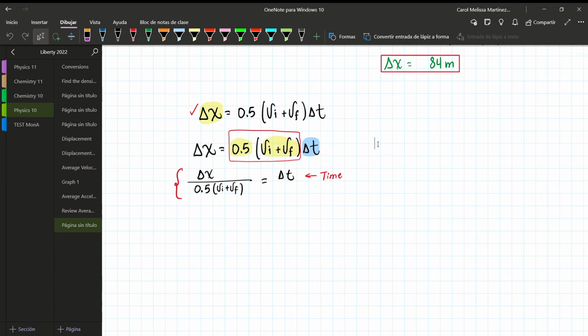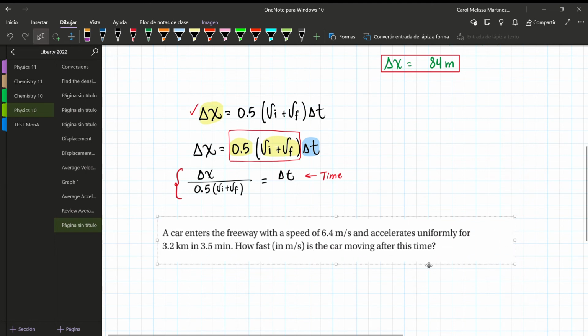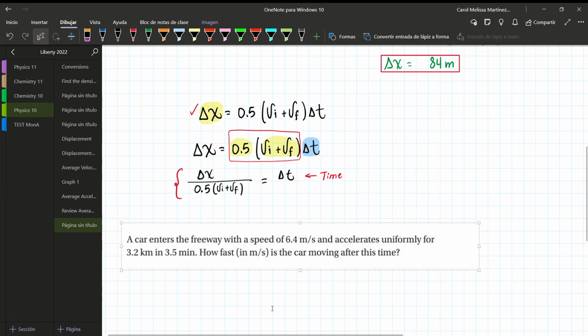Now, if you need to isolate for any of the velocities, it is a little bit more complex, but still you can do it. But better, I'm going to show you an example of that. And this example is from the homework that you're going to be doing, okay? But I'm not going to do your homework. So it says, a car enters a freeway. I'm going to change the data, because remember, I'm not going to do your homework.